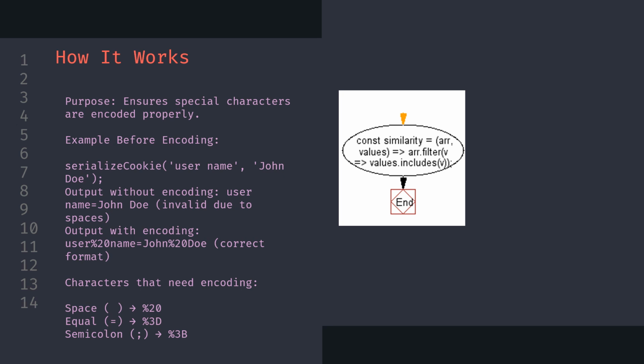Using encodeURIComponent is crucial because certain characters are not allowed in cookies, such as spaces, semicolons, or equal signs. Encoding ensures that even if the user inputs special characters, the cookie is stored correctly and does not break the set cookie header format.